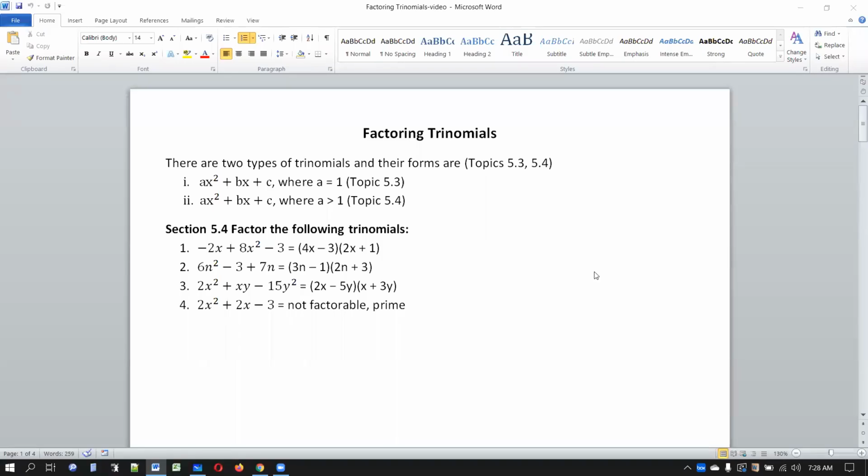Hi, hello everybody. So this is the video dealing with factoring trinomials. This is sections 5.3 and 5.4. I'm going to focus in section 5.4 here.